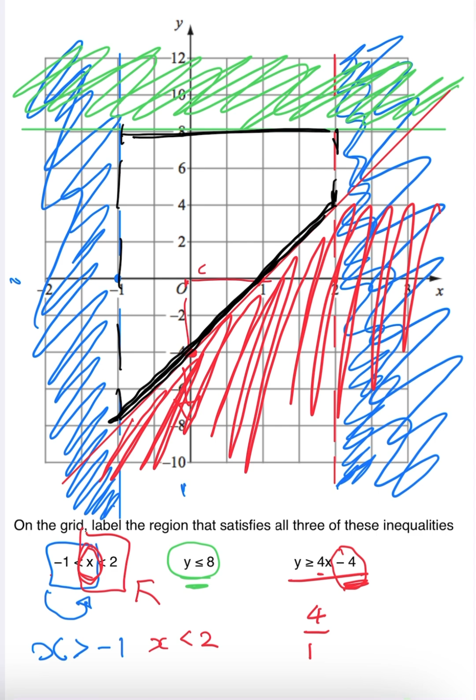And it says label it. Let's just label this R. Generally, R for region is what you label these things. And that's our unshaded region where all of our potential values are that satisfy all of these conditions.